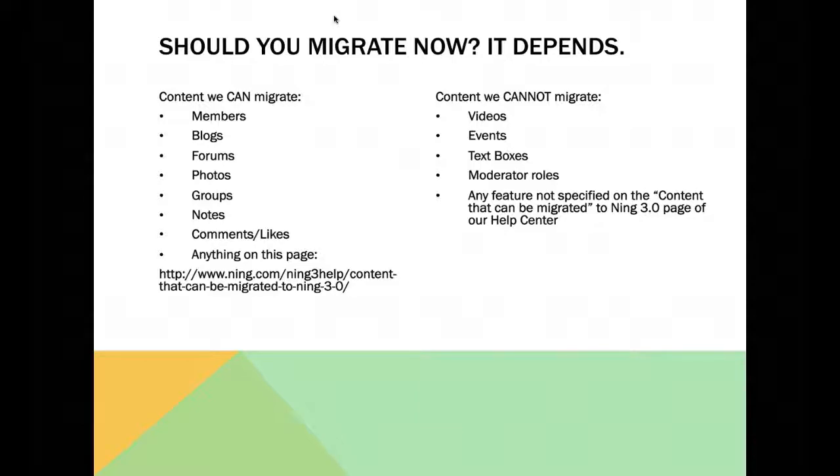So currently, you can see on the left what we can migrate, and the list is actually much longer than this. I just couldn't fit it all on the slide, but some important points, we can migrate members, blogs, forums, photos, groups. And we have a page dedicated to listing this out on our Ning 3.0 Help Center. If you search for content that can be migrated, you can see the entire list.